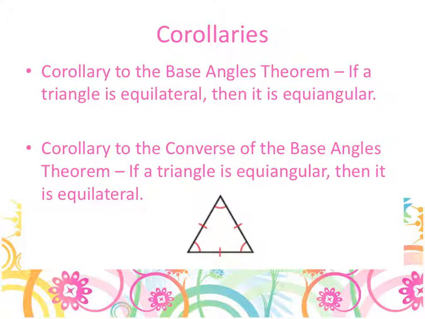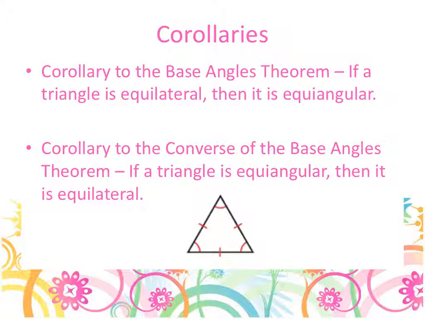Okay, corollary to the base angles theorem. Remember, a corollary is like the DLC of theorems, where we're just going to add something on. We've got two add-ons here. If a triangle is equilateral, then it's equiangular. Well, we already talked about that. I snuck that in a little bit early because I thought it was very important.